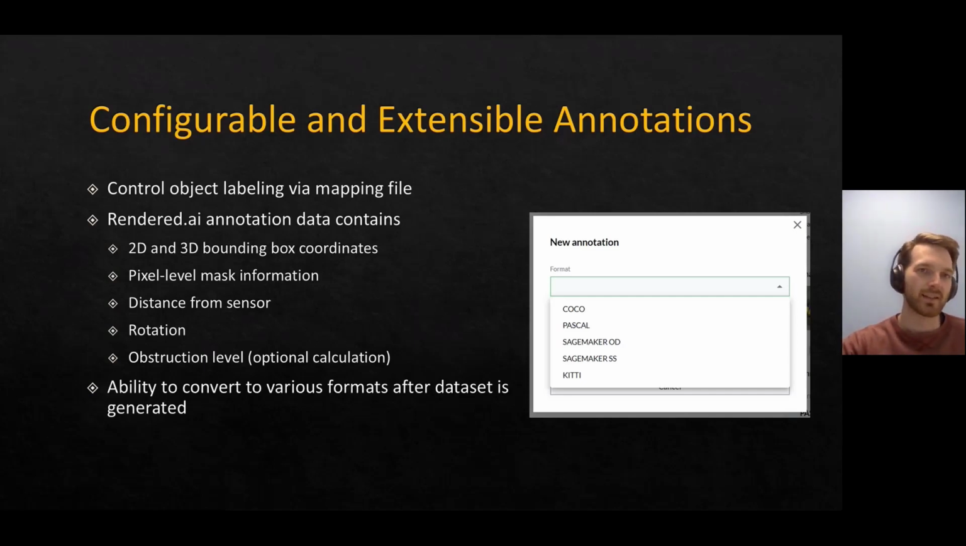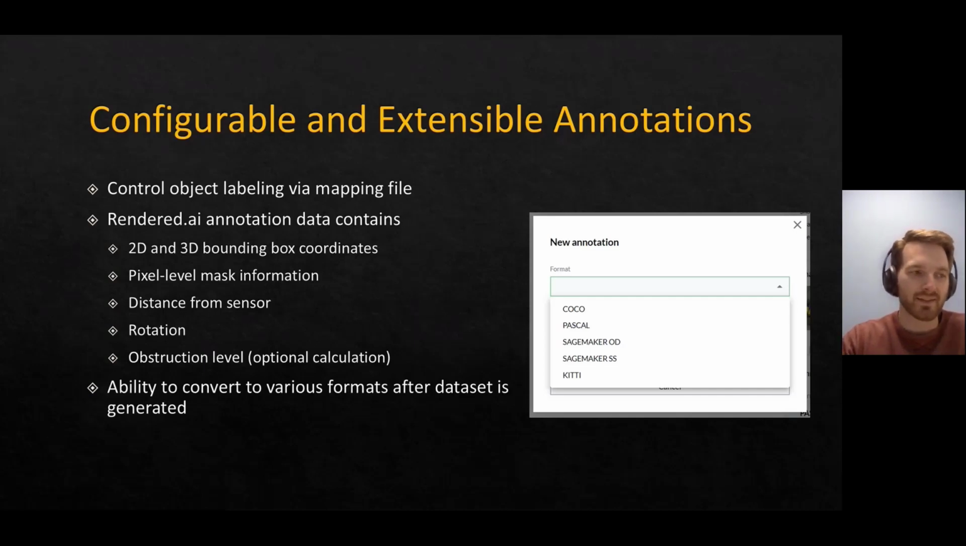So that includes things like 2D and 3D bounding box coordinates, pixel-based mask information. So what exact pixels are represented by each of these different instances and different types and classes of objects. Things like distance from the sensor to get a sense of depth for each of these different objects in your scene, their rotation and things like that, as well as potentially the obstruction level. How much is it obstructed by other objects in your scene? And that's an optional calculation that you can provide in there to inform things like KITTI labels.